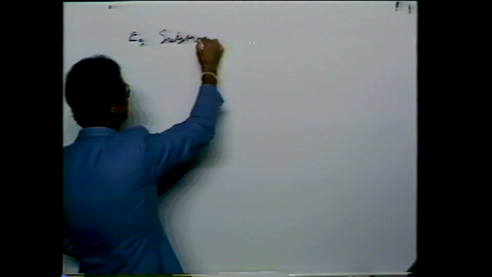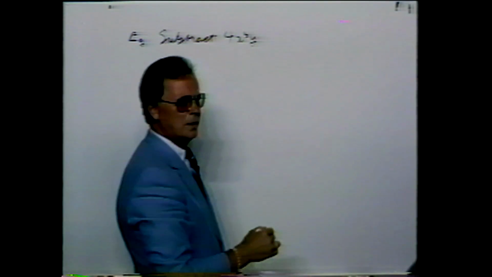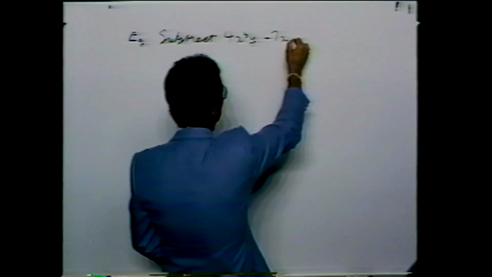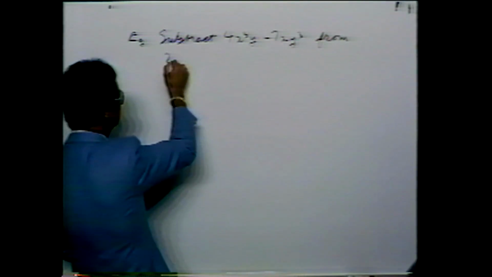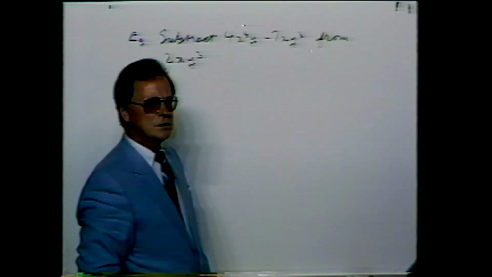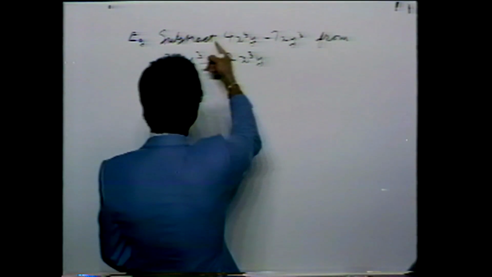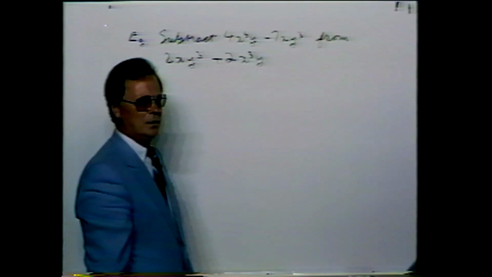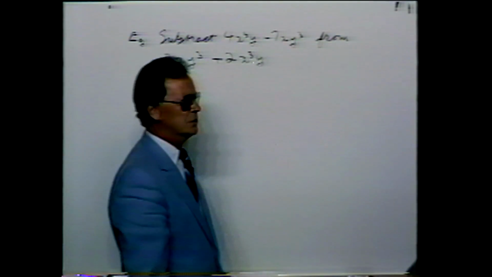We will now do examples where we subtract. For this problem, we want to subtract 4x cubed y minus 7xy cubed from 2xy cubed plus 2x cubed y. This is usually how the question will be written on a test. The point is that the key word in the question is the word from.